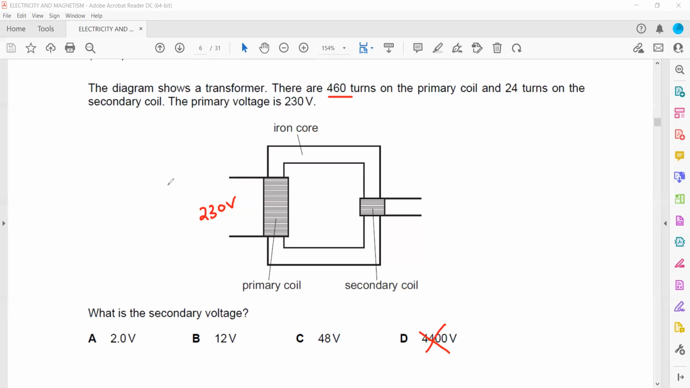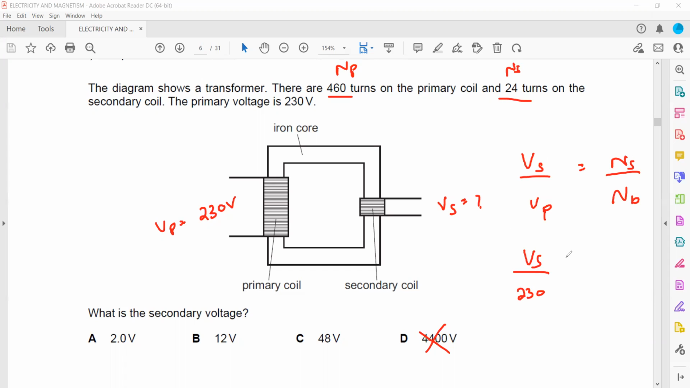Then we'll use a formula: VP is voltage of primary, VS voltage of secondary, number of turns of primary is NP, number of turns of secondary is NS. So VS over VP equals NS over NP. Voltage of secondary, we don't know. Voltage of primary is 230. Number of turns of secondary are 224. And number of turns of the primary are 460. So when we cross multiply, it will be 224 times 230 divided by 460. So we simplify, this will be 2 and this 112. So B will be the right answer.